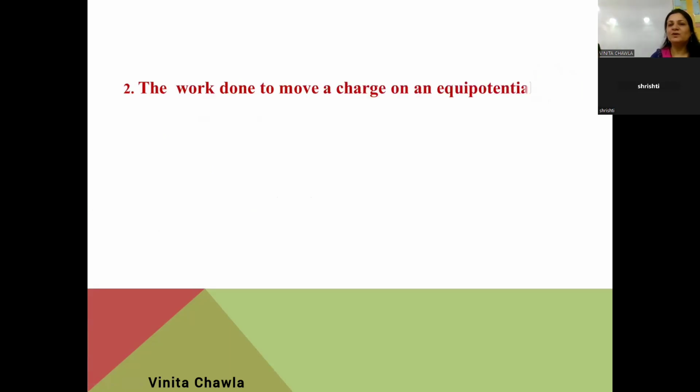The work done to move a charge on an equipotential surface is 3 joule, 2 joule, 0, 4 joule. When we have the same potential everywhere, then 0.